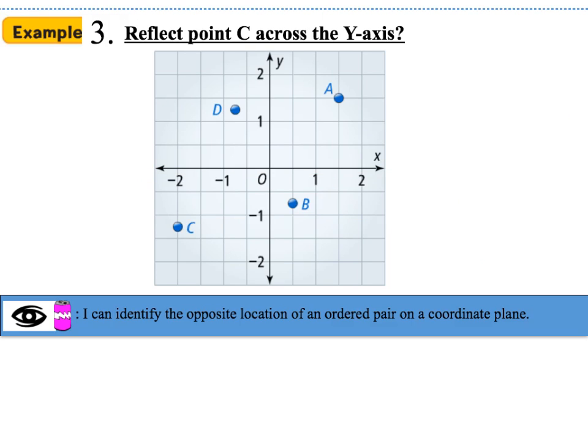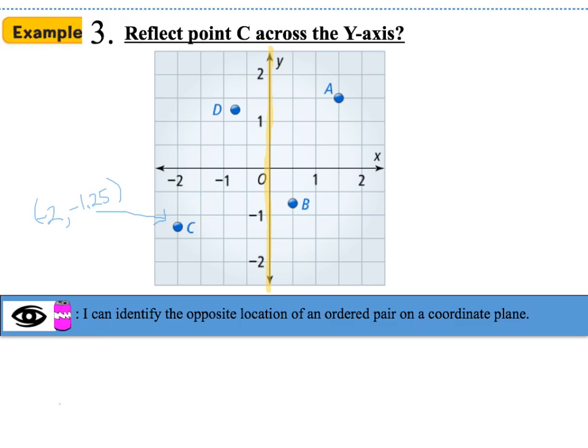Example 3 is asking us to reflect point C across the y-axis. So I'm going to take my highlighter, and I'm going to highlight the y-axis, which is the one that goes up and down. So this is my reflection line right here. And I know that the ordered pair for point C is negative 2, comma, negative 1.25.